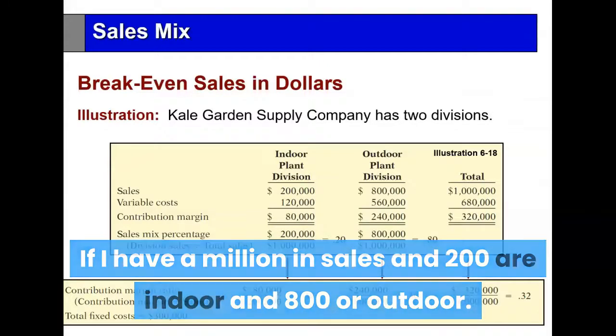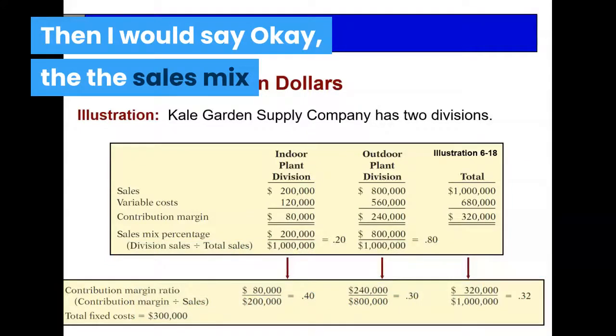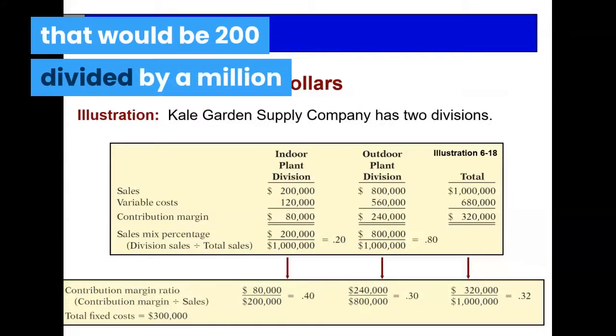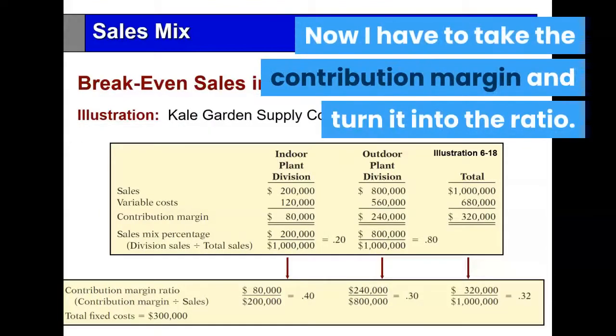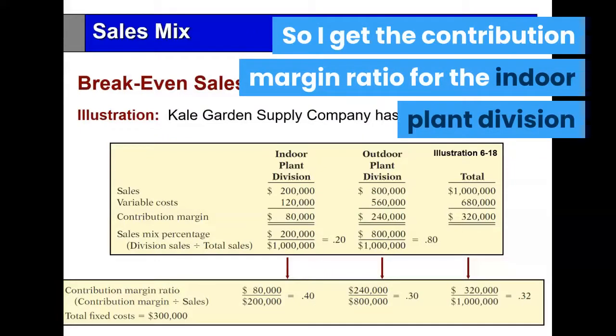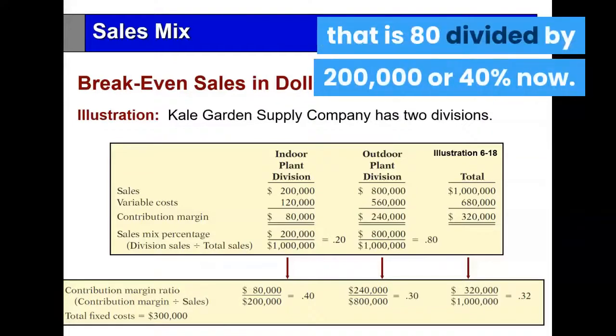Now the total sales are $1 million. And that is broken out into 200,000 indoor, 800,000 outdoor. Now the variable costs for the indoor plants that we sell are 120, so the contribution margin is 80,000 on the total sales. The outdoor variable costs are 560, so their contribution margin is 240.